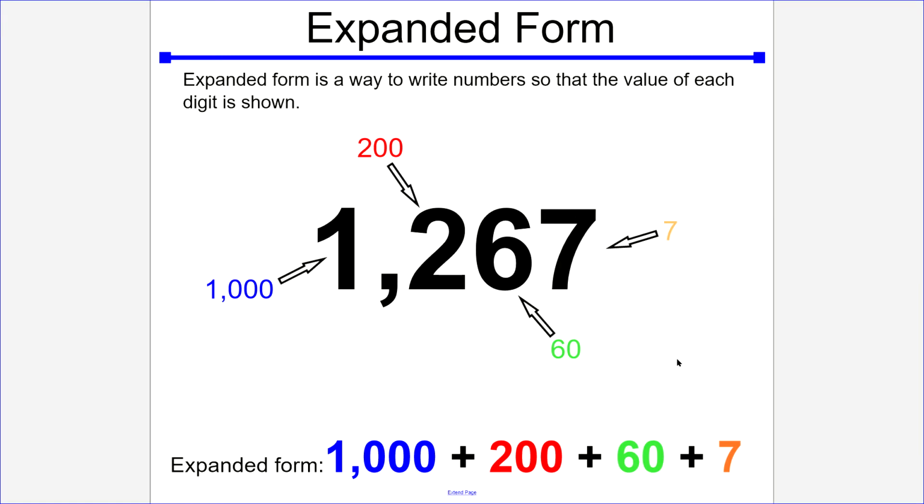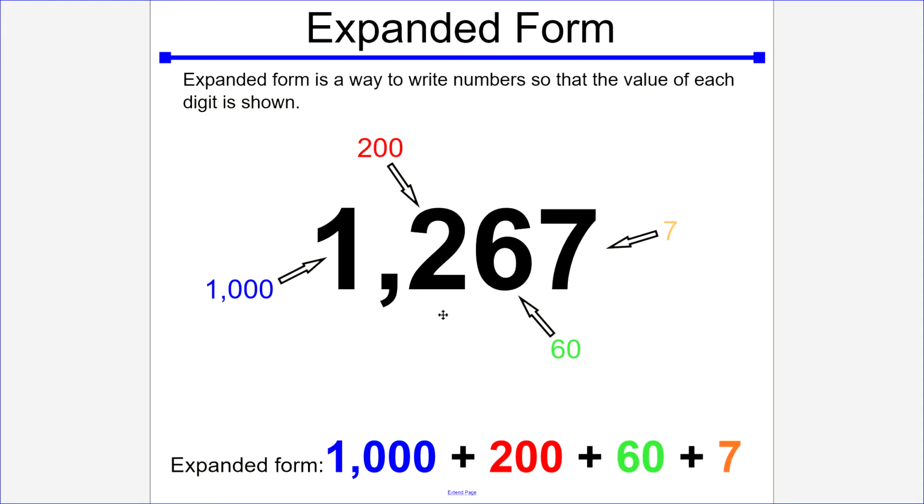Expanded form is a way to write numbers so that the value of each digit is shown. Here you can see the number 1,267. This is a 4-digit number. We're going to learn how to write this number 1,267 in expanded form. We'll start by thinking about our greatest place value. Our greatest place value is the thousands place. There is the digit 1 in the thousands place. The value of this 1 is actually 1,000 because it is in the thousands place.